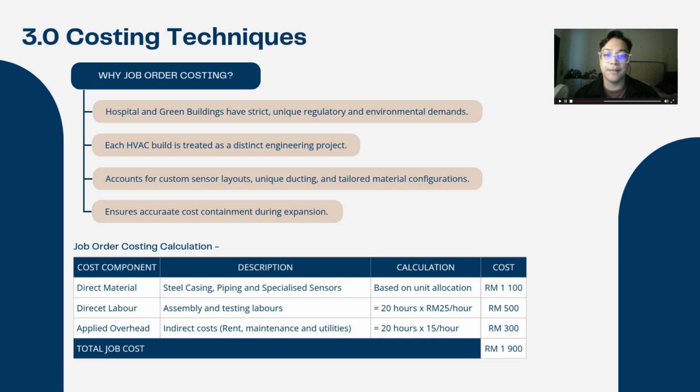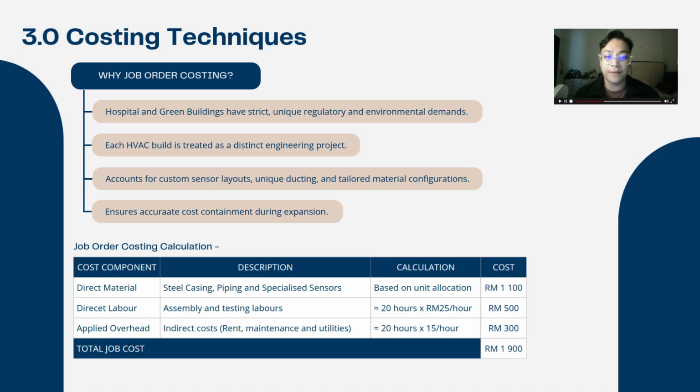This table shows the baseline calculation for a single high-efficiency HVAC unit. Our direct materials, comprising the steel casing, internal piping, and specialized sensors, total 1,100 ringgit based on exact unit allocation. Our direct labor accounts for 20 hours of hands-on assembly and testing time, calculated at an engineering wage of 25 ringgit per hour, which equals 500 ringgit.